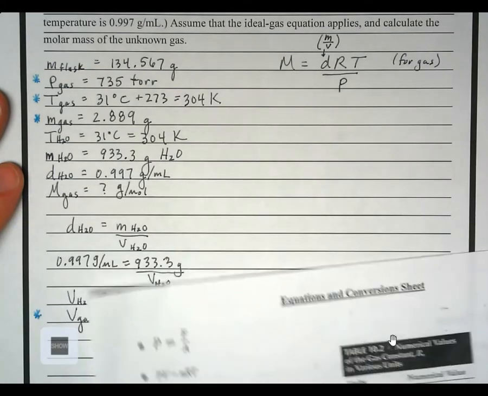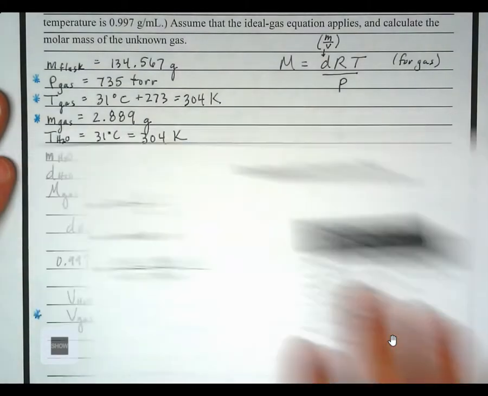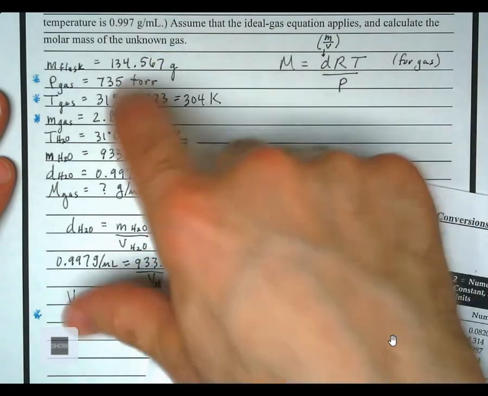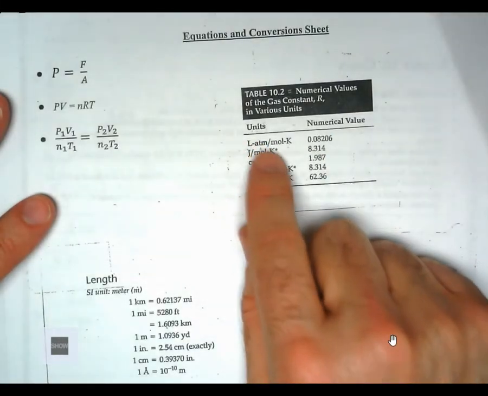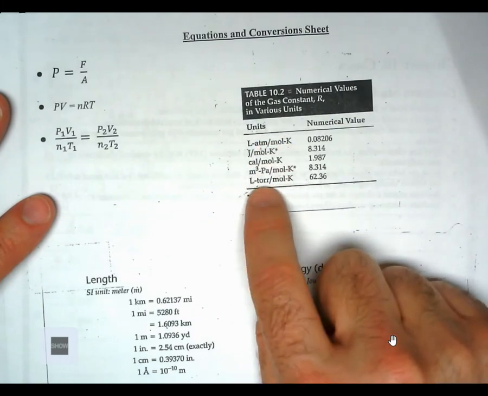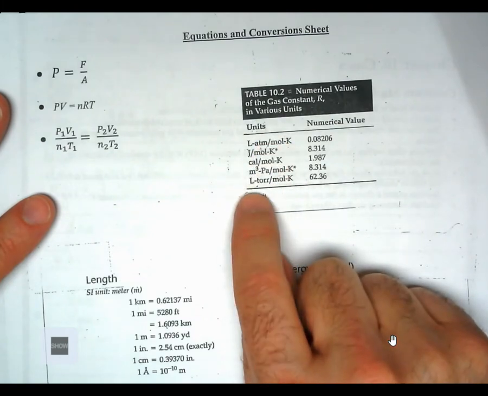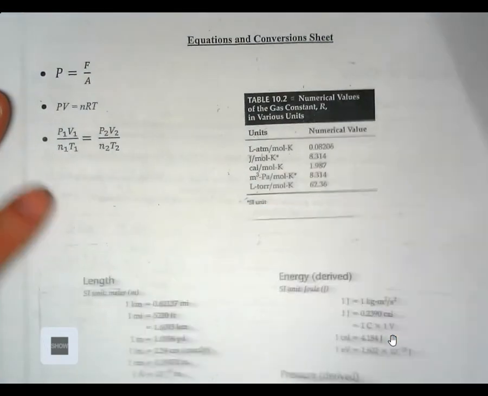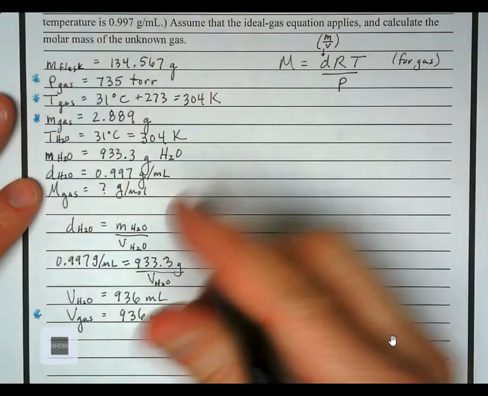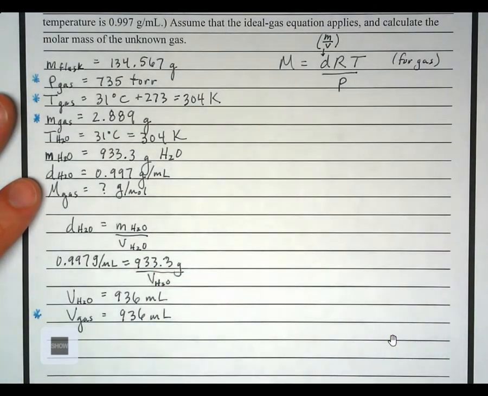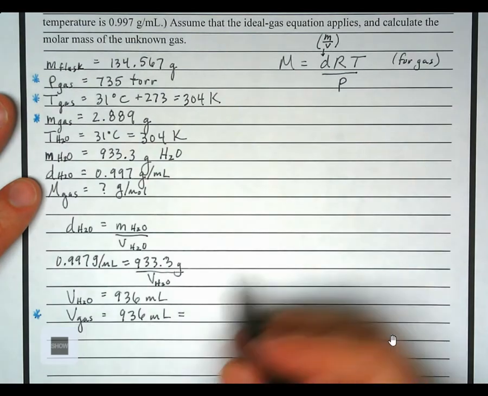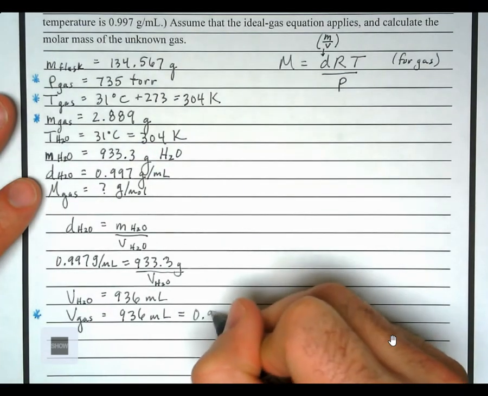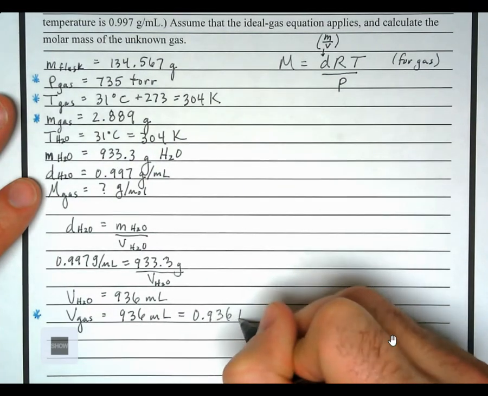So again, this is going to be based on the labels. If you look, we've got torrs, kelvins, grams, and milliliters. So torrs, kelvin, this is liters though, right? What you want to do, probably the easiest way, you could convert the R factor, but that's kind of a pain. I would just change the gas from milliliters to liters. You move the decimal 3 to the left, 0.936 liters.